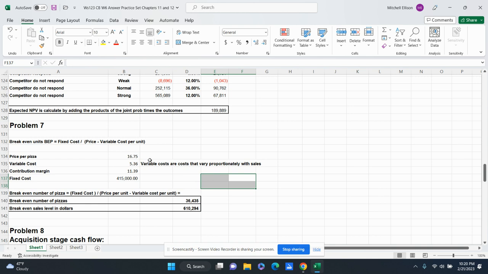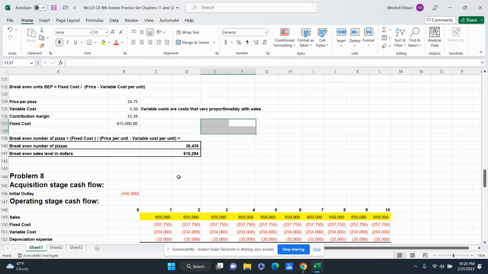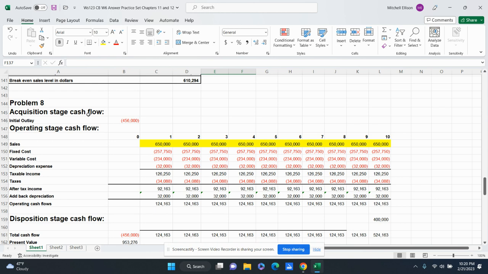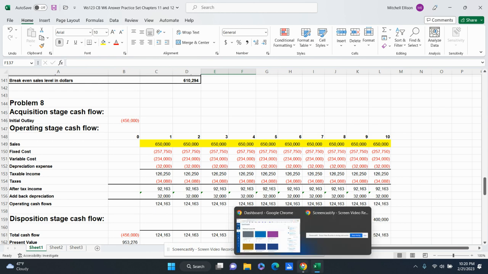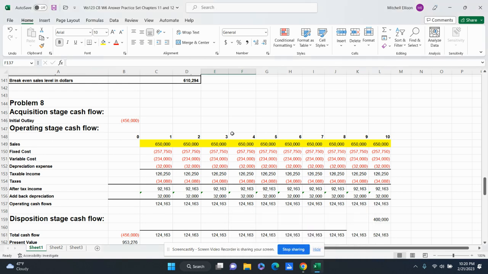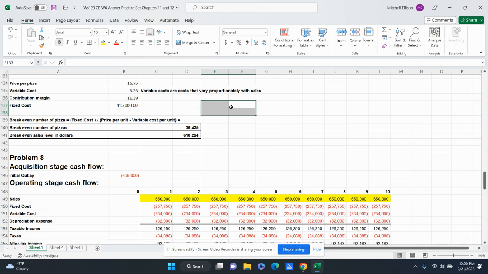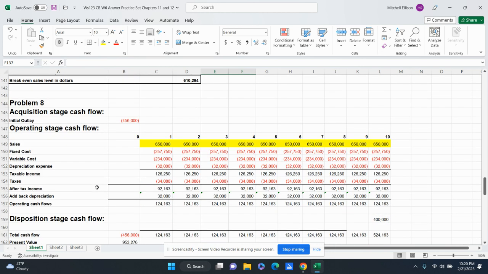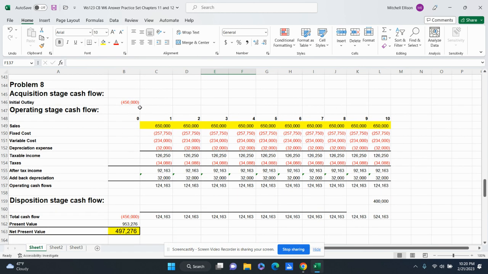Yeah, this must be correct though, because that's what I use to grade your assignment. Yeah, okay, I'm just going to assume that that's correct. Problem 8, because I can't navigate over to the assignment. Okay, you were given some information here.